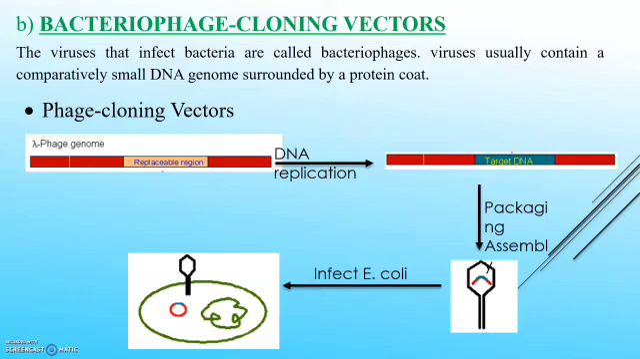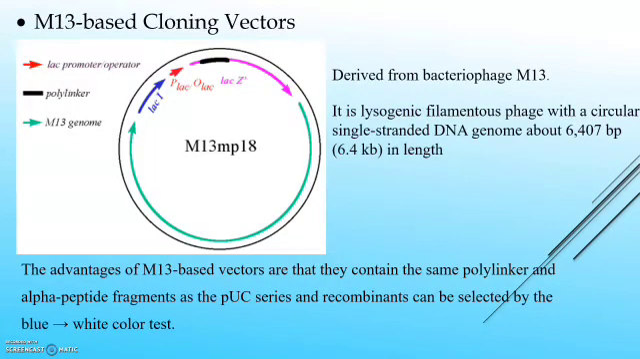And the next type of bacterial cloning vectors are M13 based cloning vectors. These are the vectors of the family derived from the bacteriophage M13. This is a male-specific lysogenic filamentous phage with a circular single-stranded DNA genome of about 6.4 kilobase pairs in length. On infection, this molecule is transferred to E. coli and converted into a double-stranded replicative form.